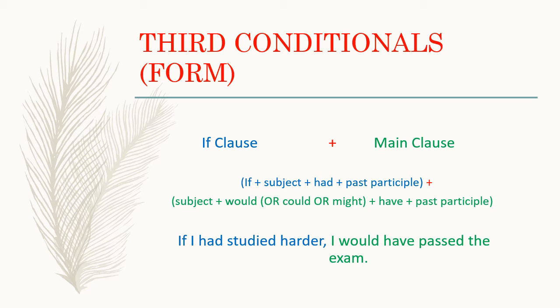Mahambal ta for example, bite, bit, bitten. So, ang bitten, amo na dang ibutang mo sa past participle and say had bitten. So, again, if plus subject plus had plus past participle. That is your if clause for third conditionals. Ang main clause naman, you have subject plus would, or could, or might. You can choose among the three verbs there, but usually we use would, plus have plus past participle.